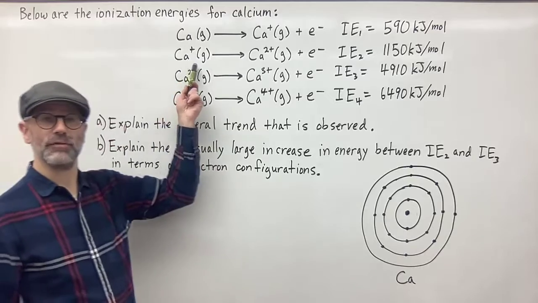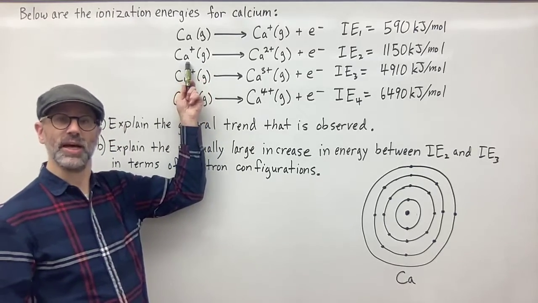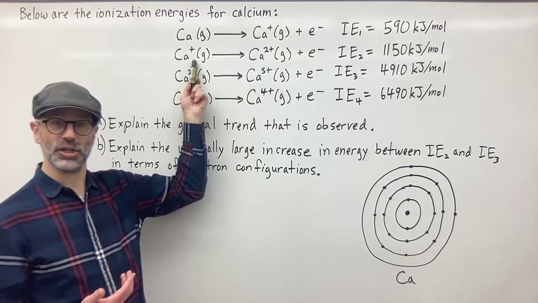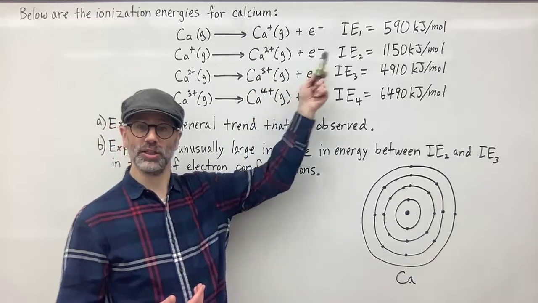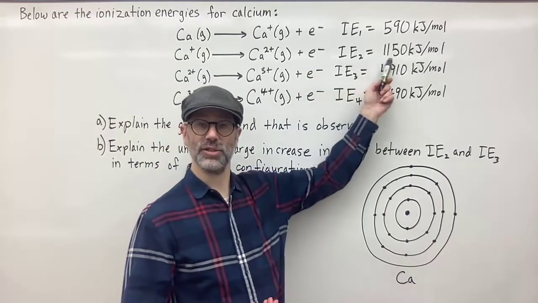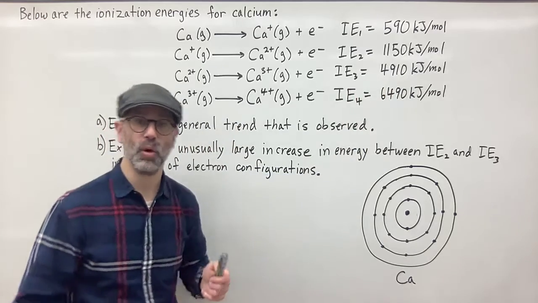And then they give you the second ionization of calcium. So you start with the calcium plus ion, which loses another electron to form a 2 plus charge. And so the ionization energy for that second electron to be removed is 1150 kilojoules per mole.